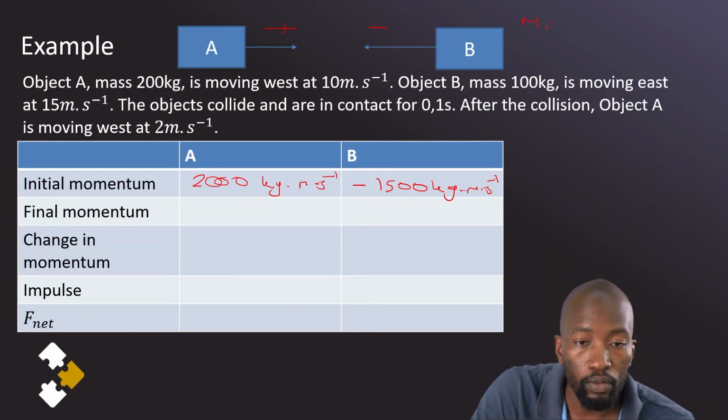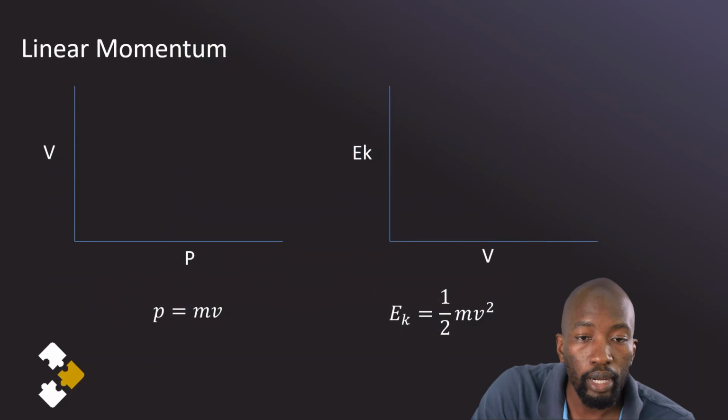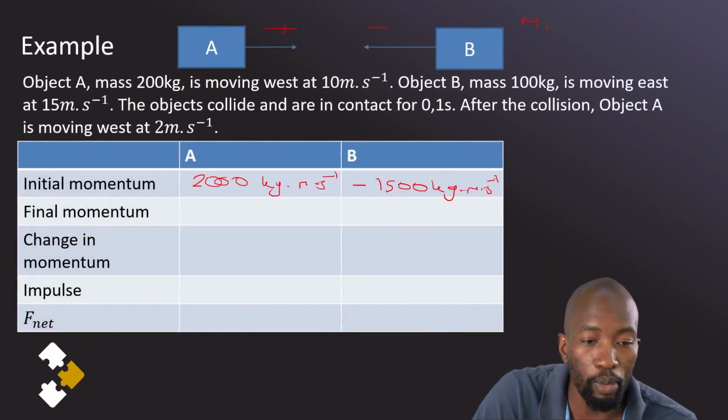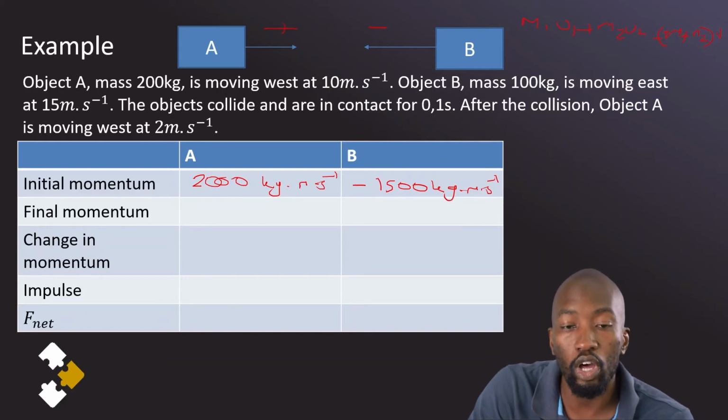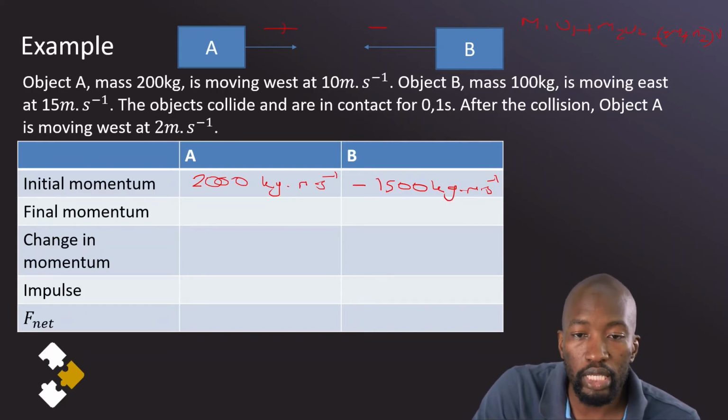by using m1 u1 plus m2 u2 is equal to m1 plus m2 moving with one velocity. So u just stands for initial velocity, right? Now we can easily find what velocity they are moving with.